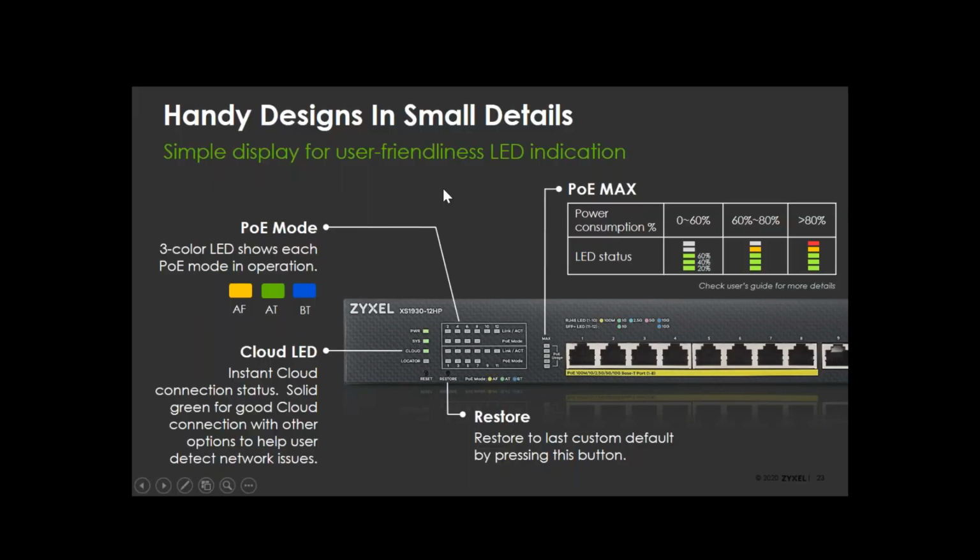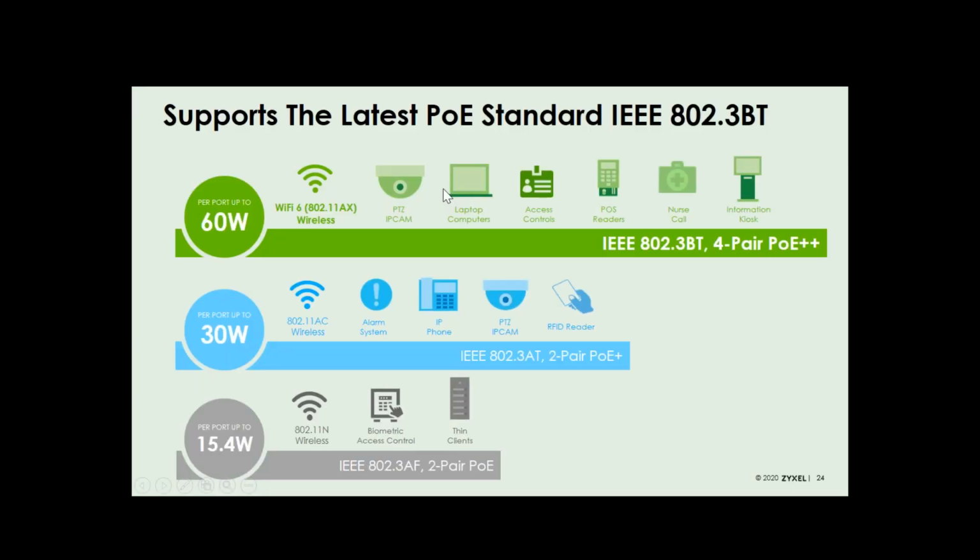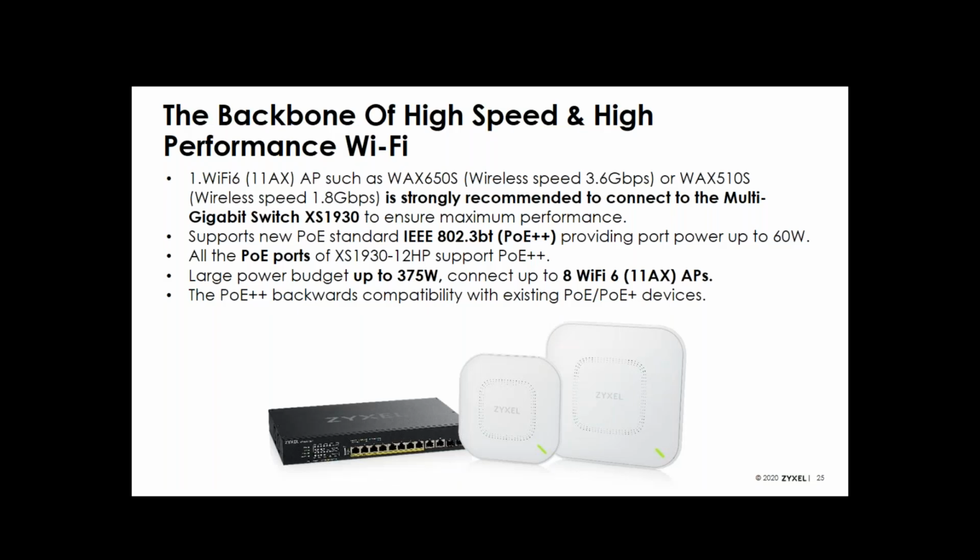There we go. So this is back to the XS1930, and this is just showing you that with the increase in PoE power that's available, not only can you do standard Wi-Fi access points, but you can do the newer Wi-Fi 6 access points, or you can power even laptops directly, or point-to-zoom cameras that maybe are outside, that have got little heaters in them and so on and so forth. Really good switch.